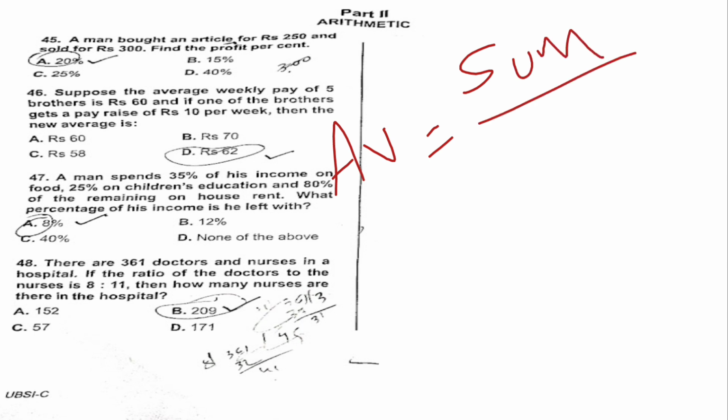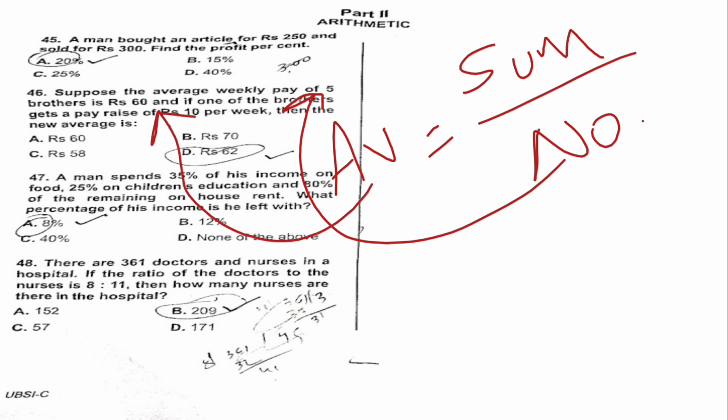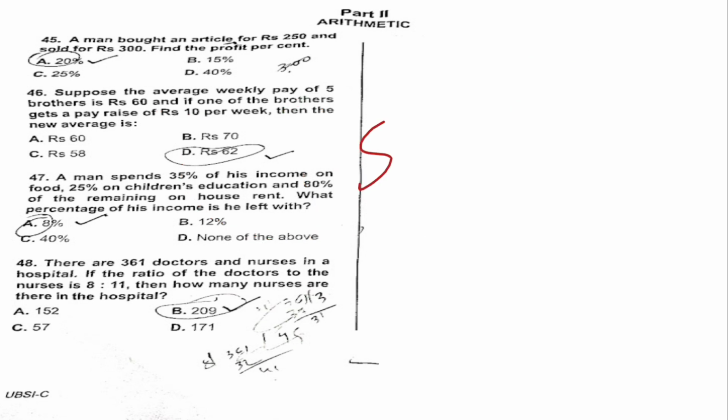Moving to the next question. Let us see question number 2. The question says, suppose the average weekly pay of 5 brothers is rupees 60 and one of the brothers gets a pay raise of rupees 10 per week, then the new average is. Okay, we know the formula of average: average is equal to sum divided by number of observations. Here the number of observations is 5, the sum we do not know, and the average is given as 60. Put these values and we get the sum equal to 300.